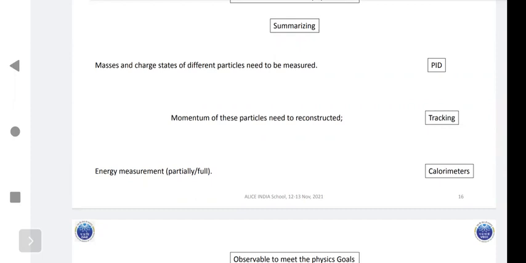Energy measurement could be done in full or partially. If you are doing it partially, then you have to calibrate it to get the whole information. But these days, people prefer to have full energy information. Okay, so these three categories one can summarize more concisely: PID, particle identification; tracking, knowing the momentum; and calorimeters, knowing the energy. And that's all. In any experiment, if you have these three pieces of information, PID, tracking, calorimeters, you are done. You are ready to do the analysis.